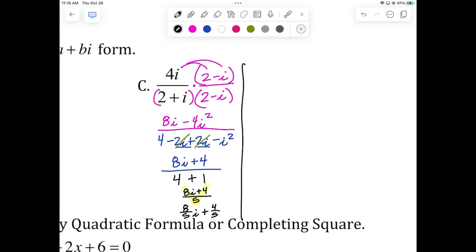Not quite. We wanted an a plus bi format. So the last thing we have to do is just swap them. Yeah, 4/5 plus 8/5 times i. And there it is. Once again, inch by inch, it's a cinch. Piece of cake.